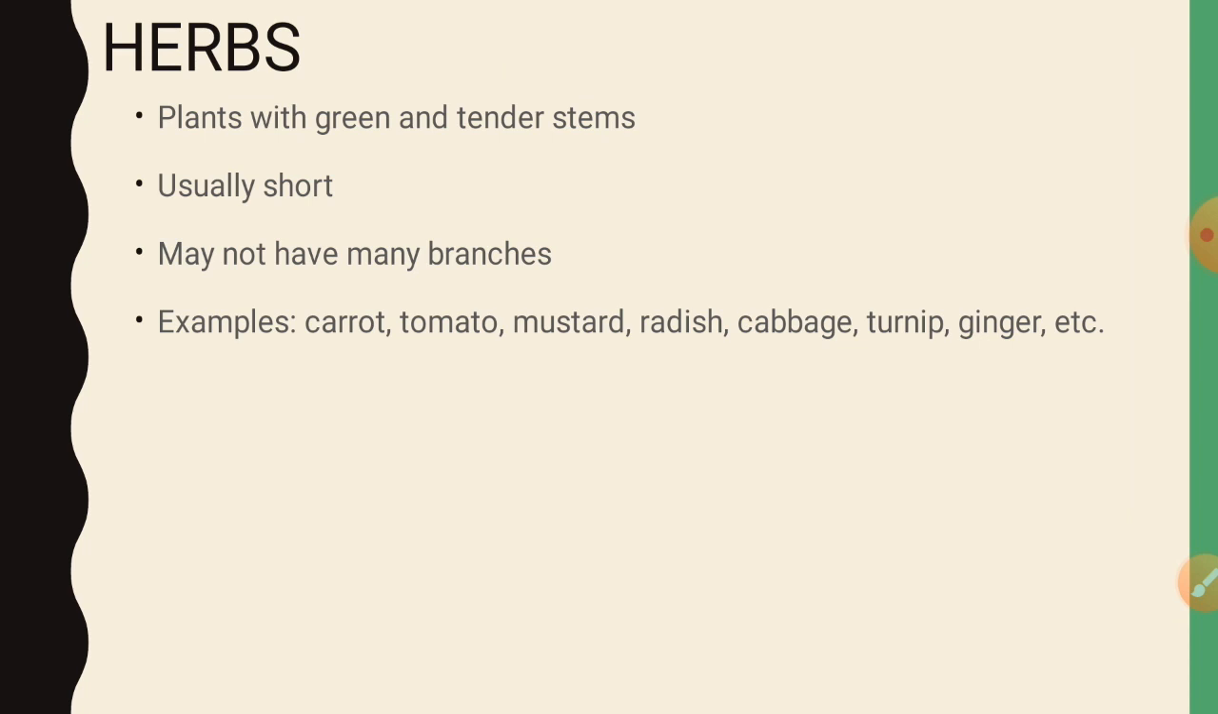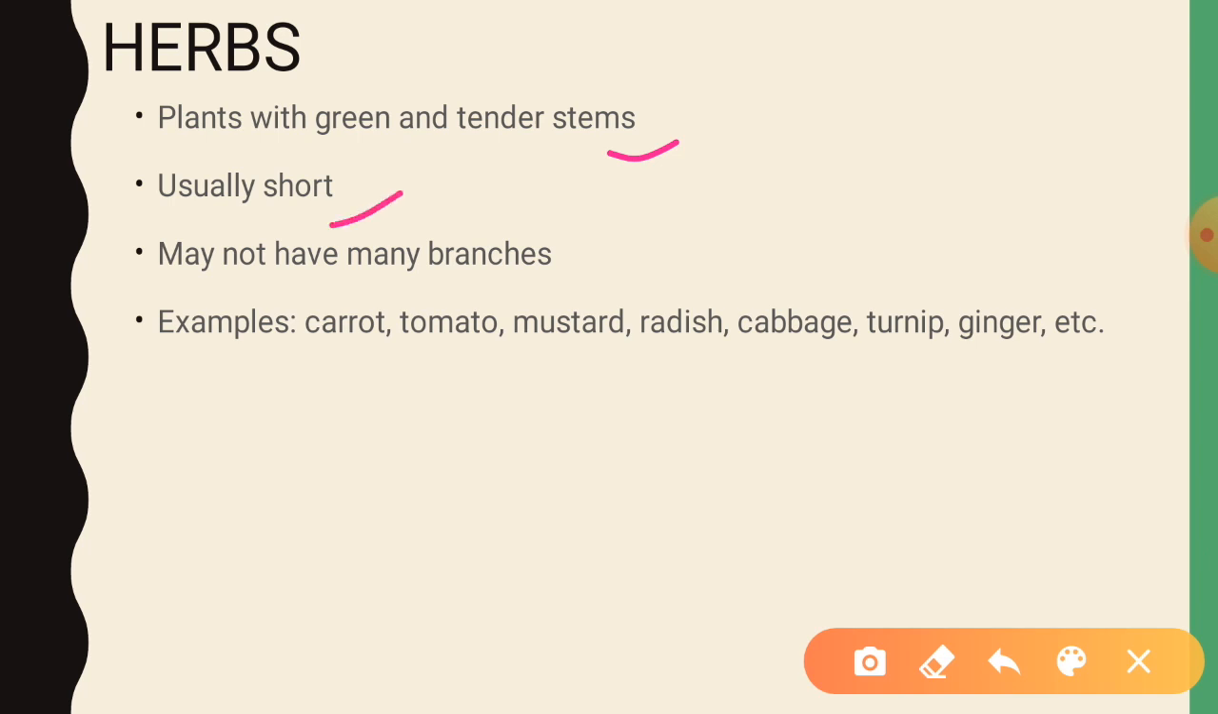Look, a herb is a short-sized plant with a soft, green, delicate stem, without woody tissues. So I can say that a plant with a green and tender stem is called a herb. They are usually short and they may not have branches. That's why here you can see that the property has been written as plant with green tender stem. You have to keep this property in your mind.